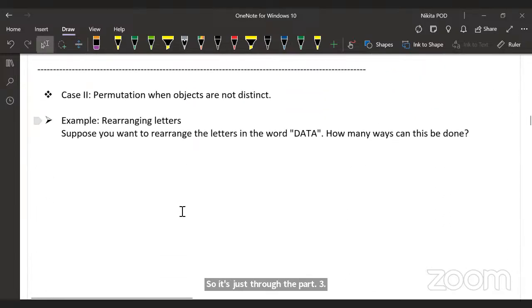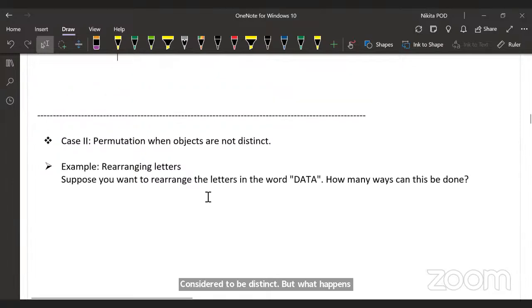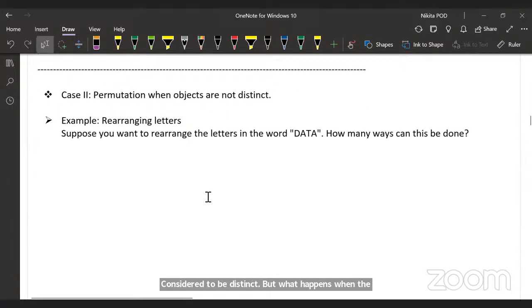All right. Now we have the second case, when objects are not distinct. Previously, whatever we saw, we considered all the objects to be distinct. But what happens when the objects are not distinct? In that case, how do you use this permutation formula?